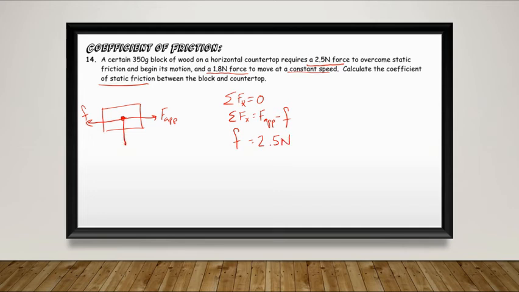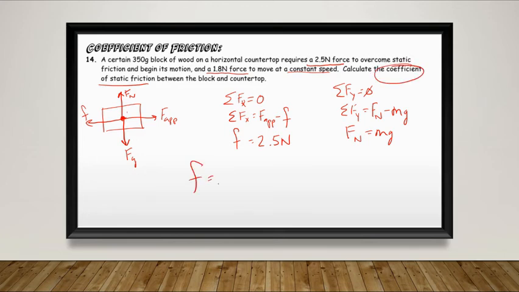Okay. We also have our force of gravity going down, and we have our normal force going up. So our sum of forces in our y direction is equal to 0 because it's not accelerating in the y direction. And that sum of forces is equal to our normal force going up minus mass times gravity. So our normal force in this case is equal to mass times gravity. And the question is, what is the coefficient of static friction?